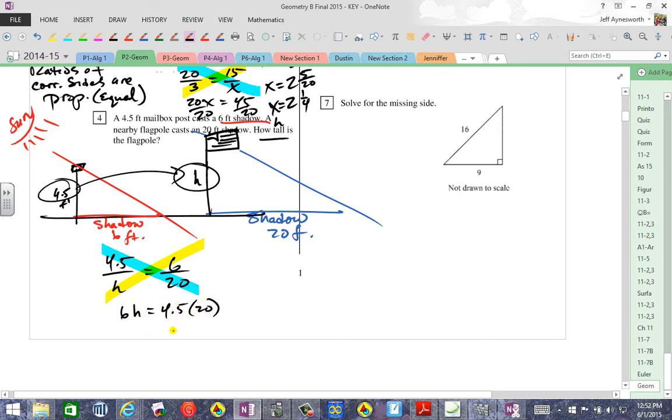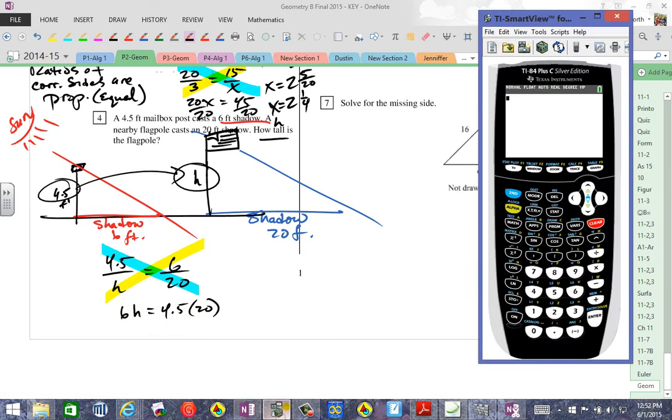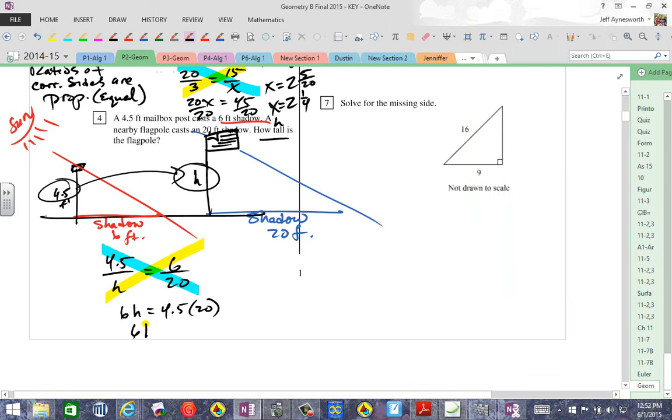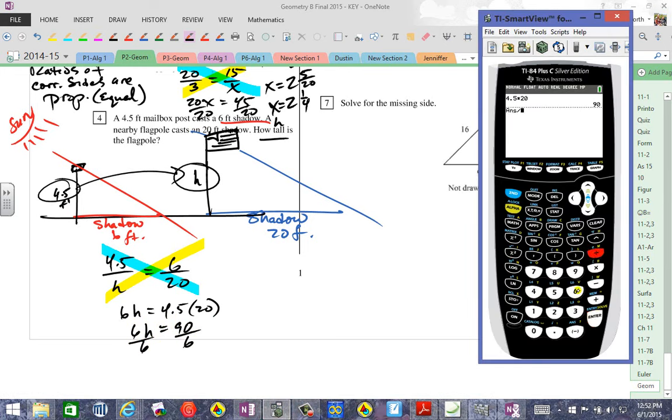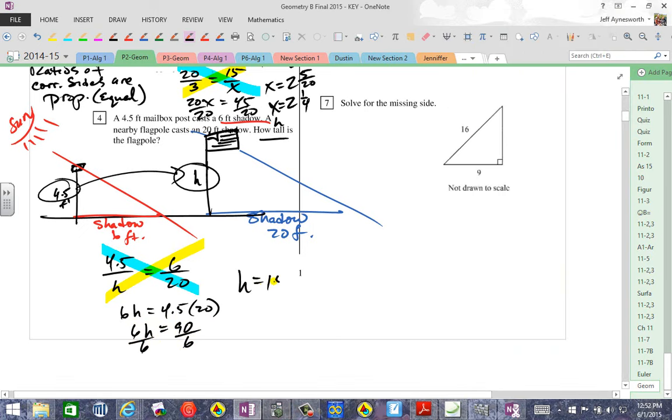2 times 4.5 is 9, times 10, that's 90. If you don't know that, then use your calculator. Watch this. 4.5 times 20, it better be 90. Okay, so you have 6h equals 90, divide by 6. Use your calculator again, make it simple. Divide by 6, piece of cake, 15. So h is 15 feet. All right, and we're talking about the flagpole.